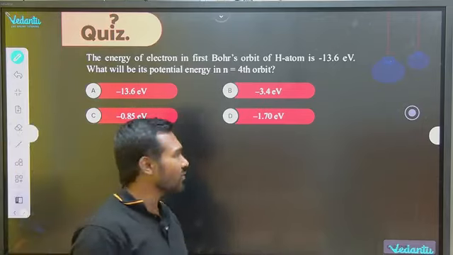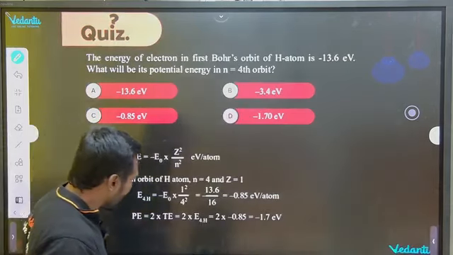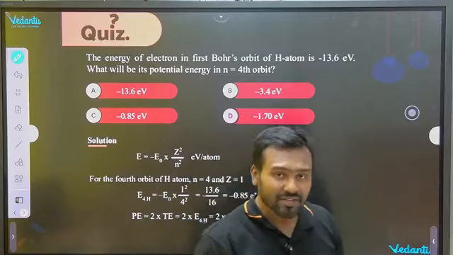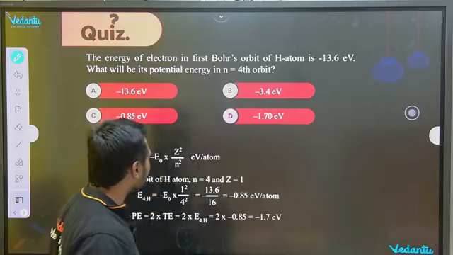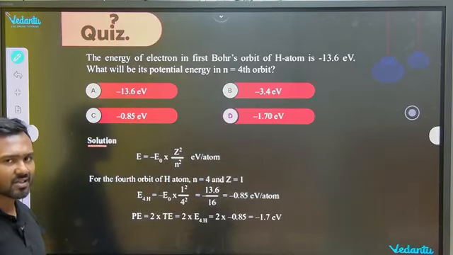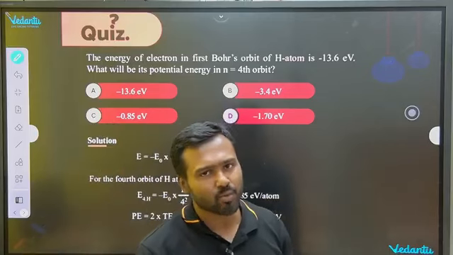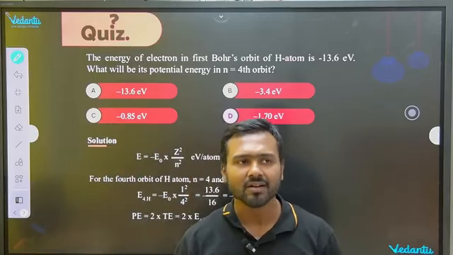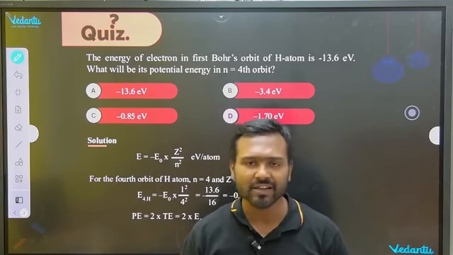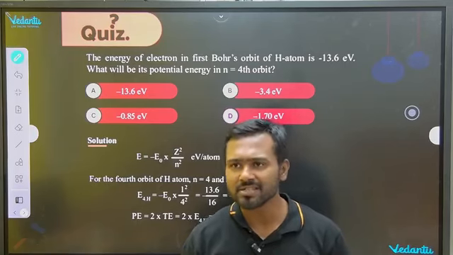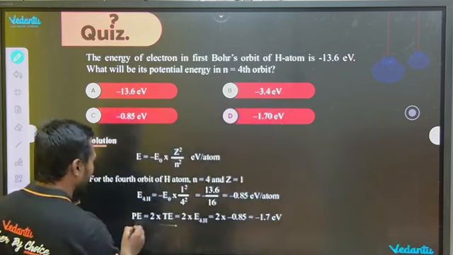Whatever the value we got, 13.6. So they are asking fourth orbit. Now they are asking potential energy, not the total energy. Whatever the formula we got, energy is equal to minus 13.6 into Z square by N square, electron volt per atom. That is total energy, not the potential energy. So you first find the total energy, then potential energy is equal to twice of total energy.